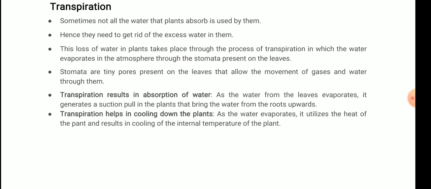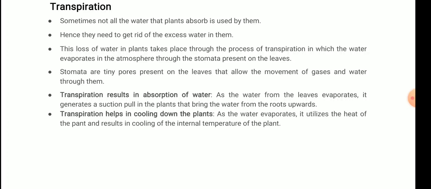Most of that is excreted out in the form of urine, you all know that, or in the form of sweat. So sometimes not all the water that plants absorb is used by them, hence they need to get rid of the excess water. This loss of water in plants takes place through the process of transpiration, in which water evaporates into the atmosphere through stomata present on leaves.